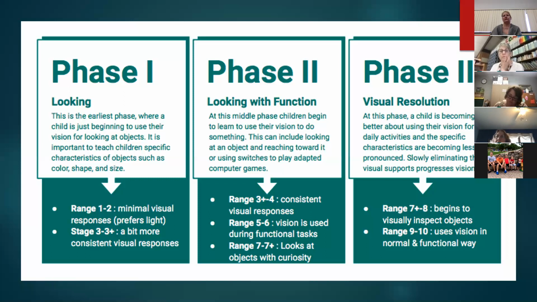Phase 3 is visual, and they're calling it resolution. At this phase, a child is becoming better about using their vision for daily activities, and the specific characteristics are becoming less pronounced. You're slowly eliminating visual supports that progress vision. You're able to take those things away. So now maybe they're able to be in a room that's a little busier. Range 7+ to 8, they begin to visually inspect objects. And range 9 to 10 is really using vision in a normal and functional way.